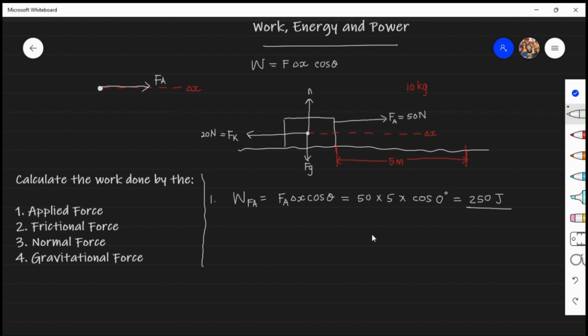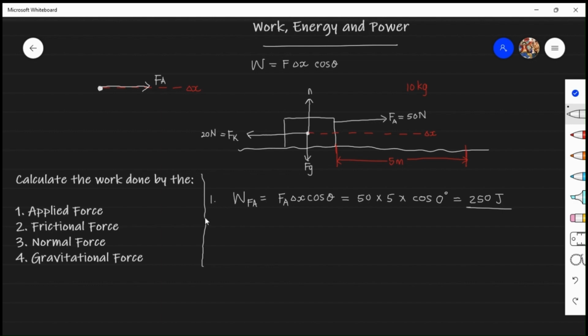So what does that mean? What does it mean to end up with a positive work value? If we end up with positive work, that means energy is being transferred into the object. Because keep in mind that work is not a vector quantity, which means it does not have direction. So we cannot say 250 joules right or 250 joules left. We would say 250 joules of energy has been transferred into our object.